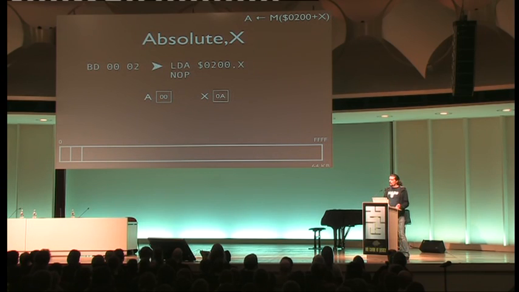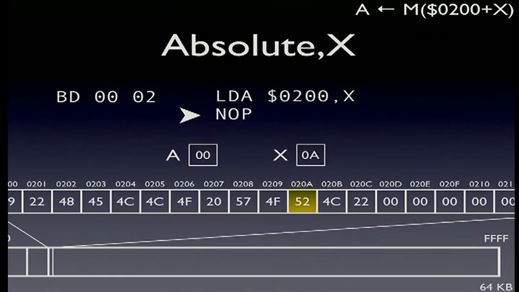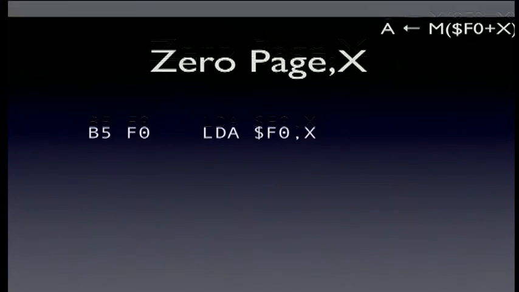Absolute, comma x means absolute plus x. So the x register gets added to the constant pointer that we encode in the instruction stream. So 200 plus x, if x is a in our example, we load from address 20a. We look it up, 20a, that's 52. So we assume that at 200 we just have an array of bytes and x is iterating over those. Absolute comma y, same thing with the y register. They're pretty symmetric.